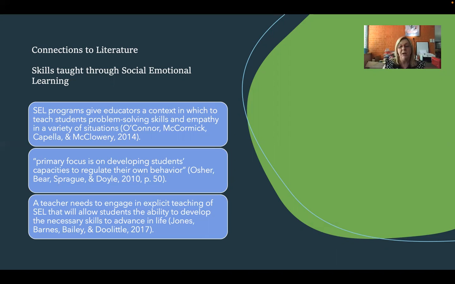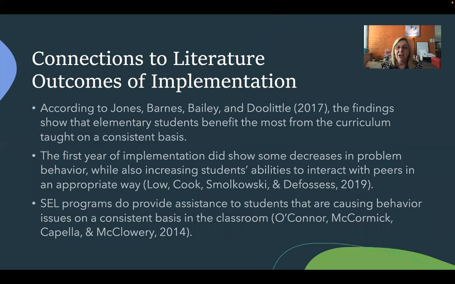These are the steps that we take to problem solve. This is how we can get our anger under control. The outcomes of the implementation: the research showed that elementary students benefit the most. The first year of implementation does usually show some decreases, but most of all, it increased the students' ability to interact with each other. And like I said before, show empathy and self-regulate. And they do assist students that are causing behavior issues, because a lot of times the reason those behaviors are showing out is because the students don't know how to manage what's going on inside.